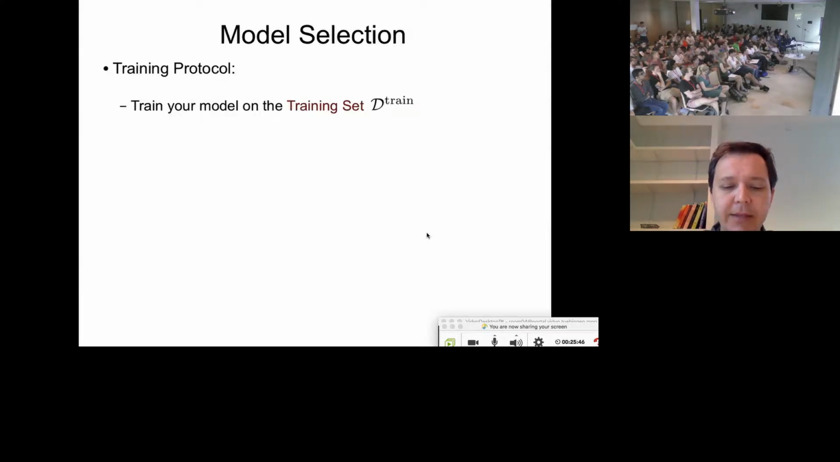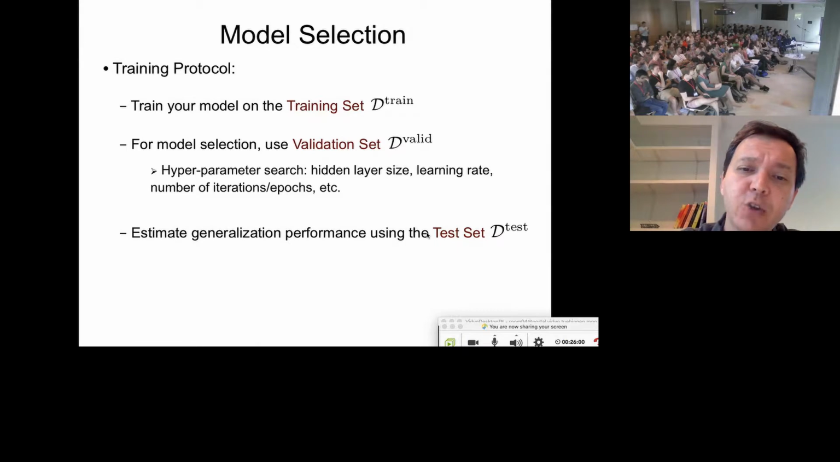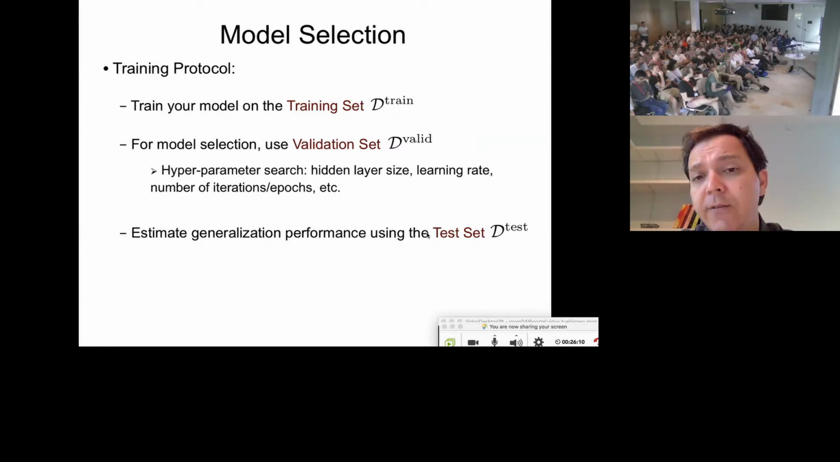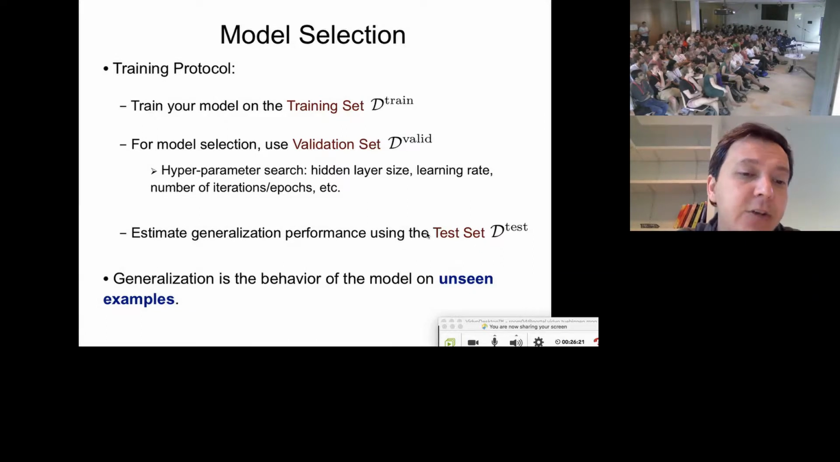Now, let me switch a little bit and show you how the training is actually done. So what's the training protocol? To train your model, you use a training set, and then for model selection, you typically use a validation set. So for example, this is where people are tuning the models in terms of hyperparameter search, so tuning the hidden layer sizes, learning rates, number of iterations. Initialization is also very important for training these models, so you have to break symmetries. And then you estimate generalization performance using the test set. What we'd like to do is evaluate generalization of these models, which is the behavior of the models on unseen examples, really on the test set.